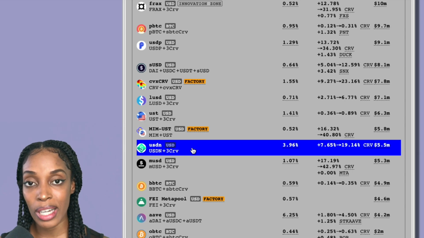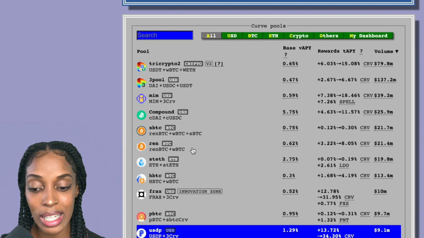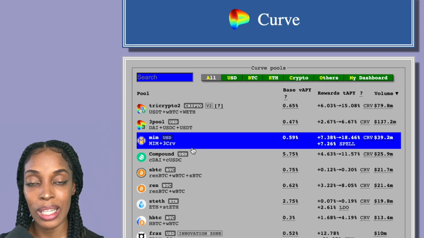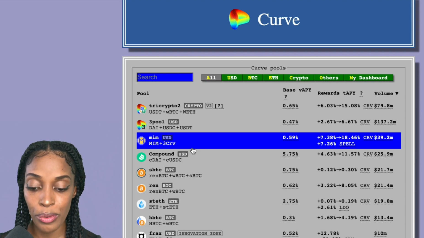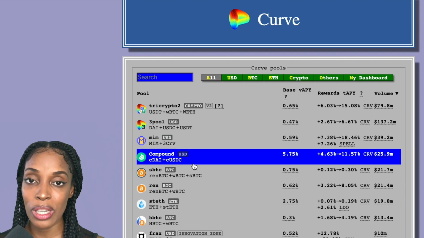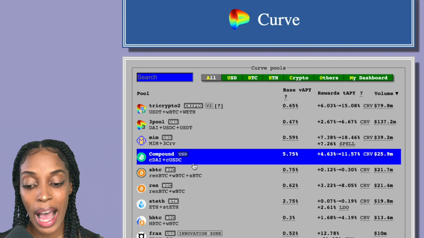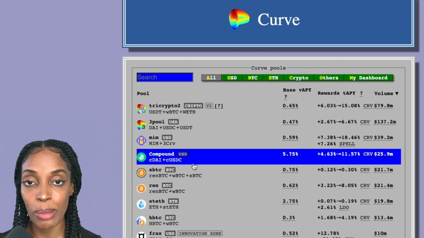Because there are different risks you have to consider with Curve Finance. You have to consider that you're putting it into the smart contract of Curve Finance. And then if Curve Finance uses another pool, for example, Compound, then you're exposed to the contract risk of Compound as well. And then there's also the systemic risk from using stablecoins as well. So these are the risks that you have to consider.